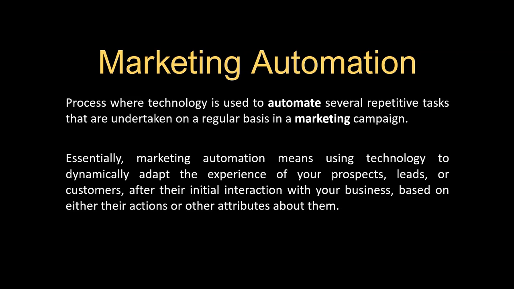So basically, marketing automation today means using technology to dynamically adapt the experience of your prospects or your leads or your customers after their initial interaction with your business based on either their actions or other attributes about them. So for example, once a lead opts into an email list, you can customize subsequent marketing messages sent to them based on their location, or based on answers that they filled out on a form, or based on whether or not they've opened certain emails, clicked certain links, visited certain pages, and so on and so forth.